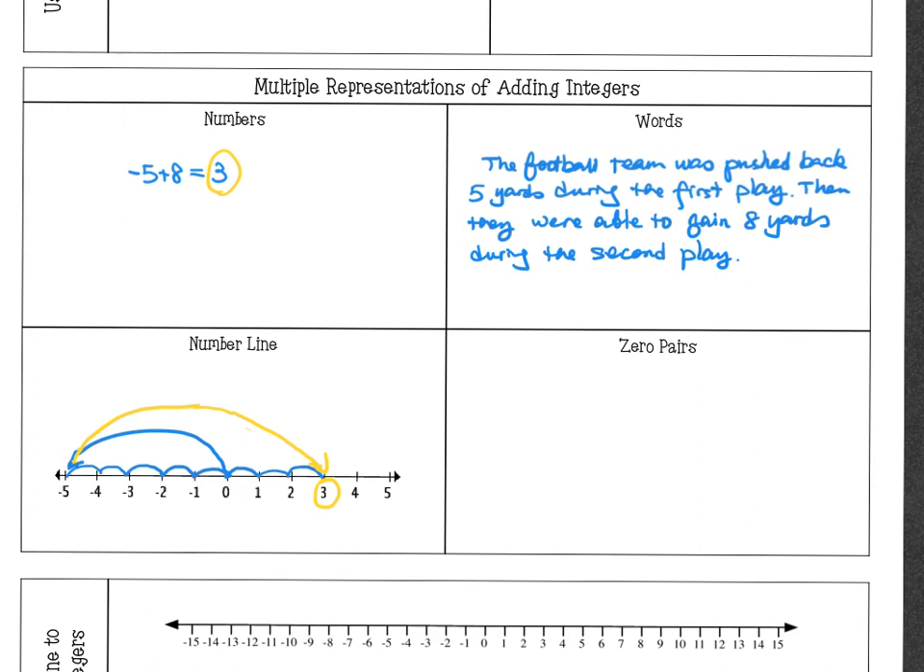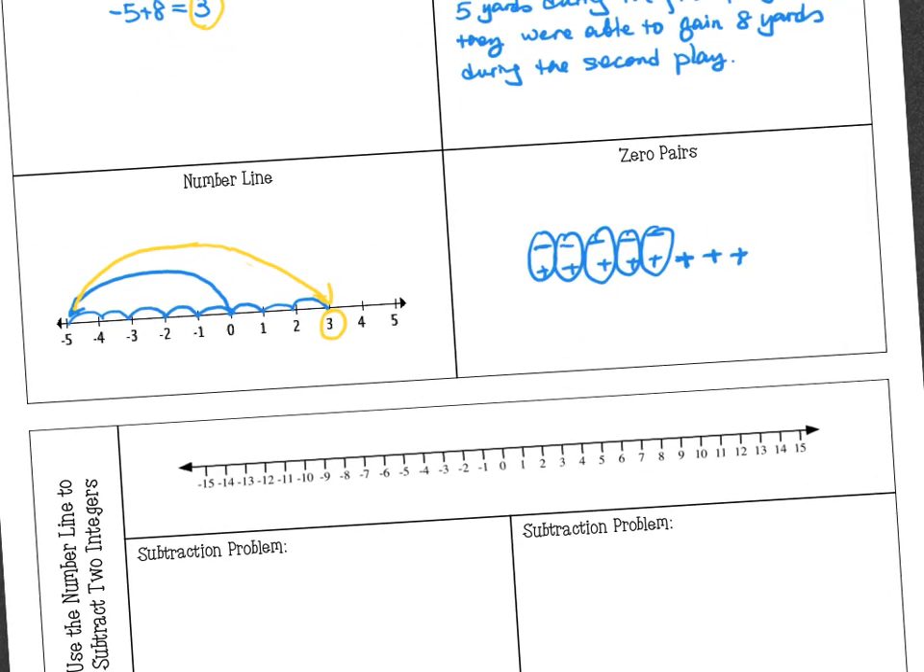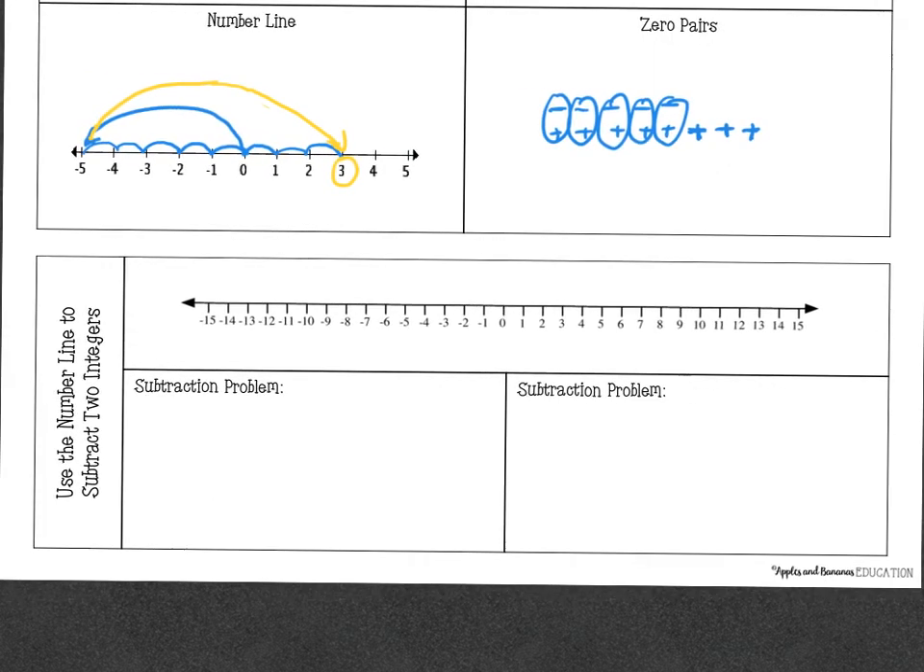Zero pairs, I'm going to ignore this. For those of you who want to learn about it, I can start with 2, 3, 4, 5. I lost 5. And then from here, I gain 8: 3, 4, 5, 6, 7, 8. Notice that one positive, one negative cancels each other out. So I gained 3. But this is quite tedious. We won't be using it in algebra that much.